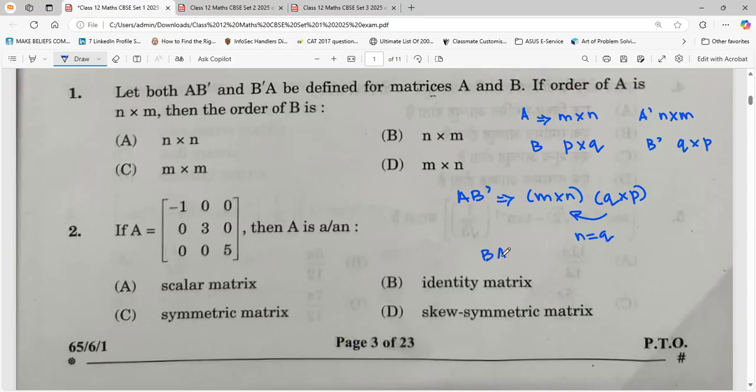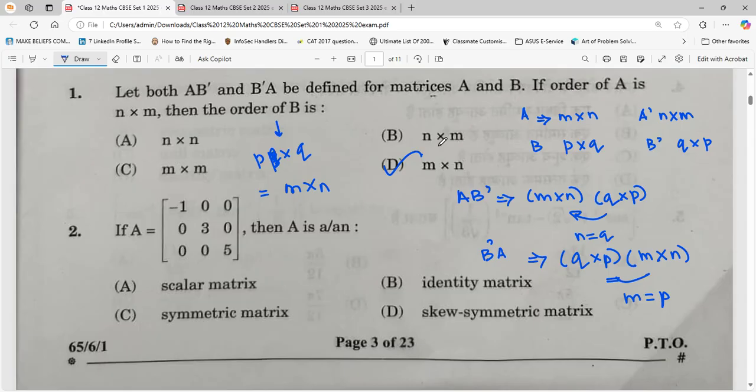Likewise, B dash A is defined, which means B dash is Q cross P into A is M cross N. So here M is equal to P, the number of columns of the first matrix is equal to the number of rows of the second matrix. So M is equal to P and Q is equal to N. So the order of B matrix, which is P cross Q, is going to be M cross N. So that will be option D.